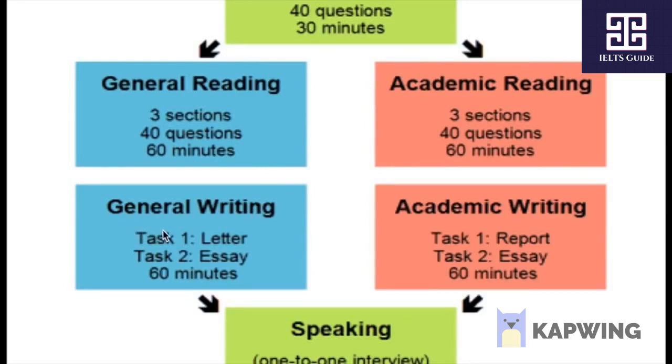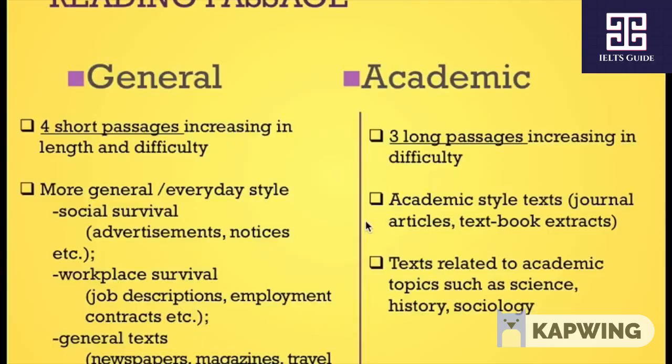Looking at the difference between general writing and academic writing, for the writing task, you get 2 tasks. For general, task 1 is a letter and task 2 is an essay. For academic writing, task 1 is a report and task 2 again is an essay, just like the general writing, and you get about 60 minutes to answer the writing section. I'll talk more about the differences between the reading and writing in general and academic in the coming slides.